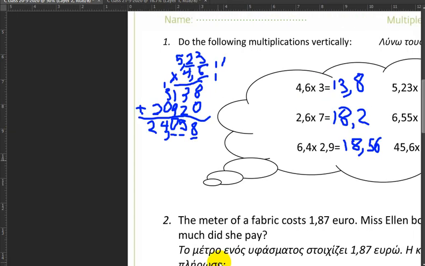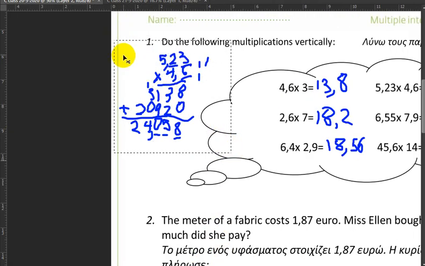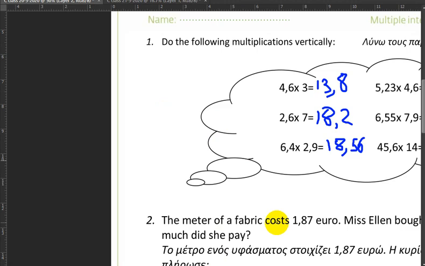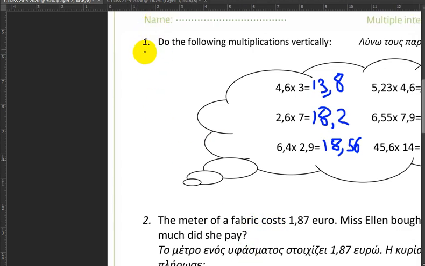Καθαρίζουμε και καθαρίζουμε. 45,6 επί 14, ο τελευταίος πολλαπλασιασμός μας. Τέσσερις φορές το 6, 24, γράφω 4, κρατάω 2. Τέσσερις φορές το 5, 20 και 2 κρατούμενα, 22. Γράφω 2, κρατάω 2. Τέσσερις φορές το 4, 16 και 2 κρατούμενα, 18.